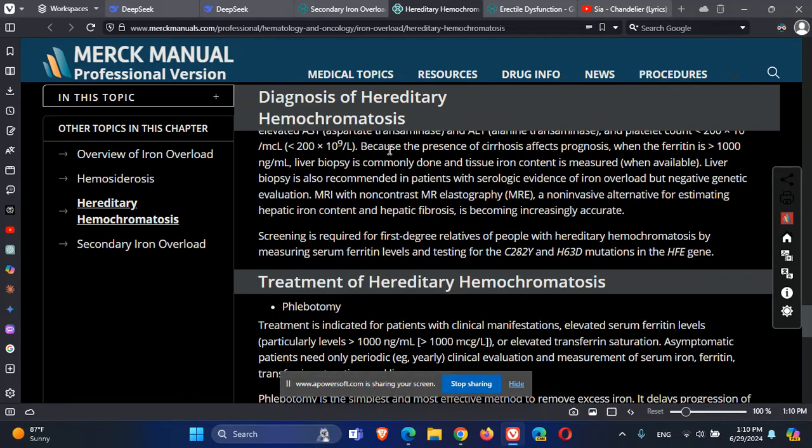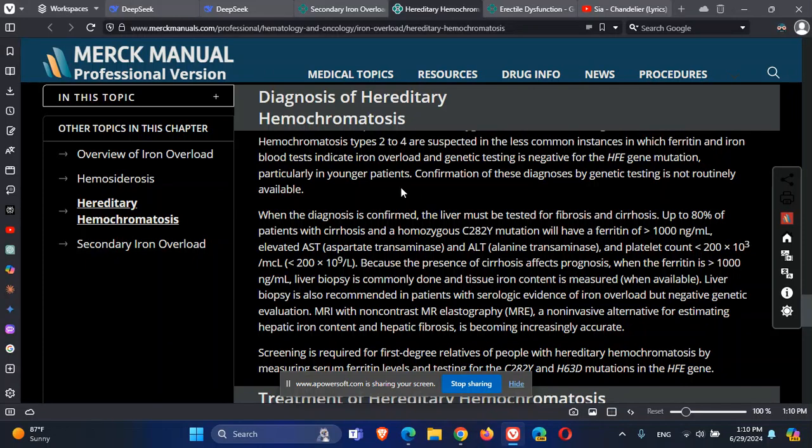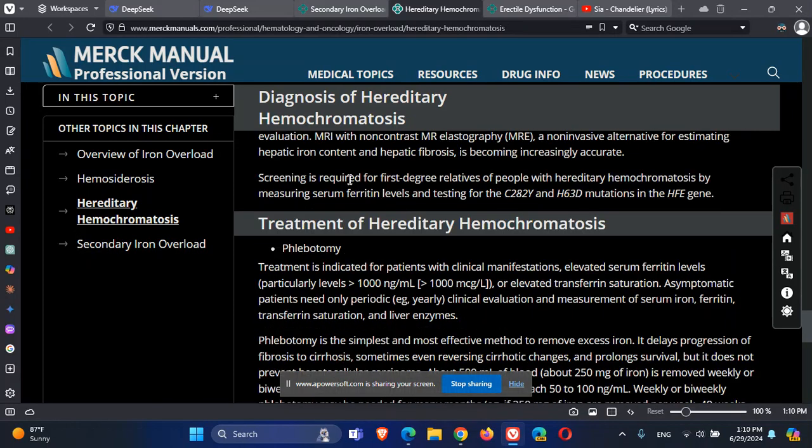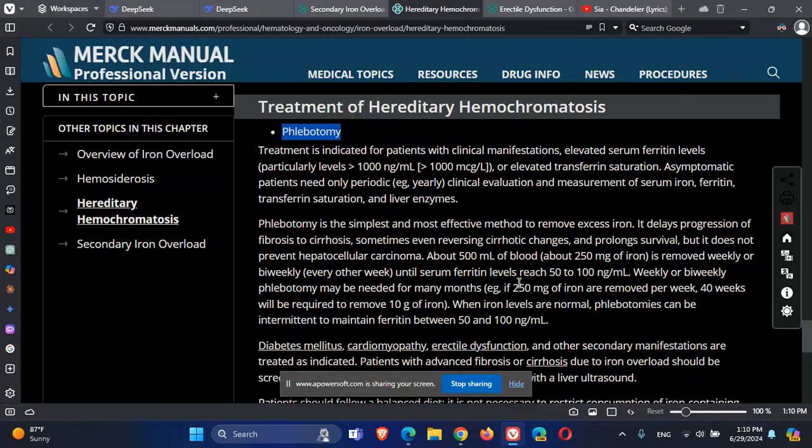Okay, MRI can show the damage to the liver. Elevated liver enzymes can show damage to the liver. And when there is a family history of hemochromatosis, we can screen for the genetic mutation. Treatment is mainly phlebotomy. It is the cheapest, the simplest, and the most cost-effective treatment. You can reduce about 250 milligrams of iron each time you do phlebotomy and take 500 milliliters of blood out.